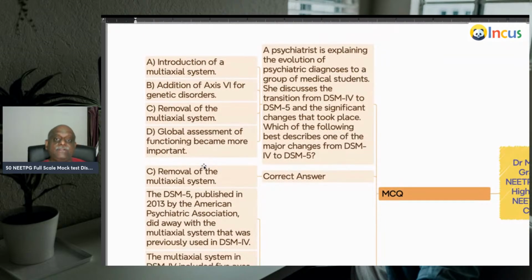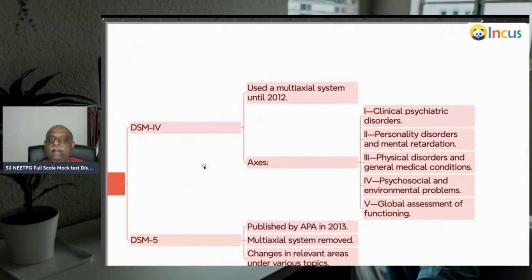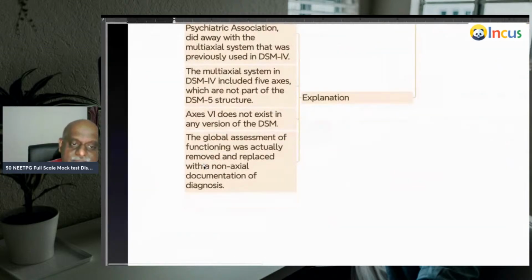A psychiatrist, what is the difference between DSM-4 and DSM-5? Multi-axial system. What is multi-axial? Dividing into 5 axes, the entire psychiatric disorder is being totally said goodbye, removed in DSM-5, which is the major change.